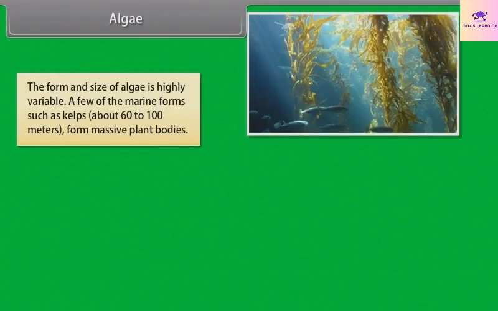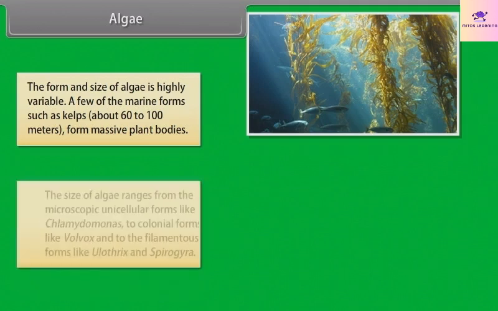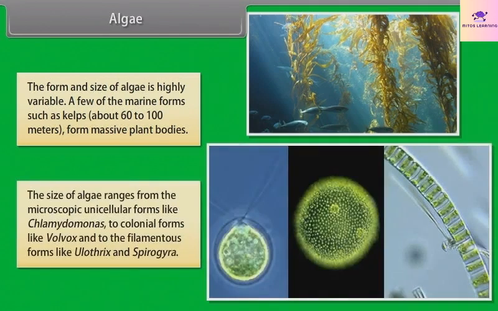A few of the marine forms, such as kelps, about 60 to 100 meters, form massive plant bodies. The size of algae ranges from the microscopic unicellular forms like Chlamydomonas to colonial forms like Volvox and to the filamentous forms like Ulothrix and Spirogyra.